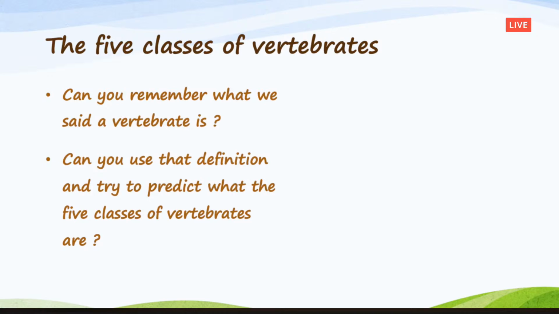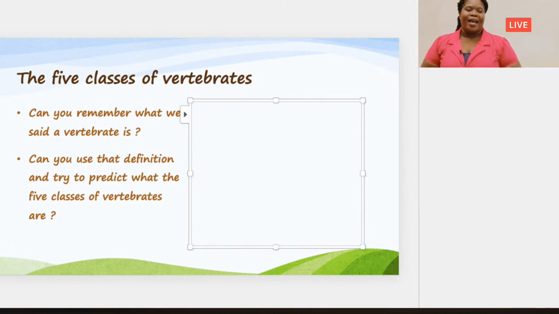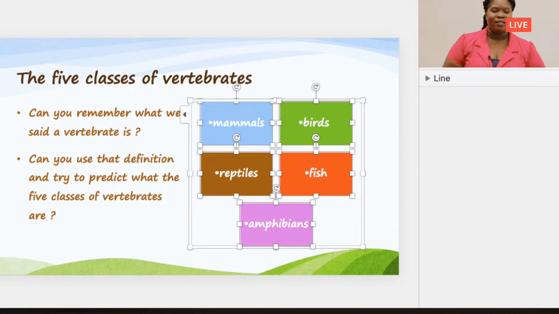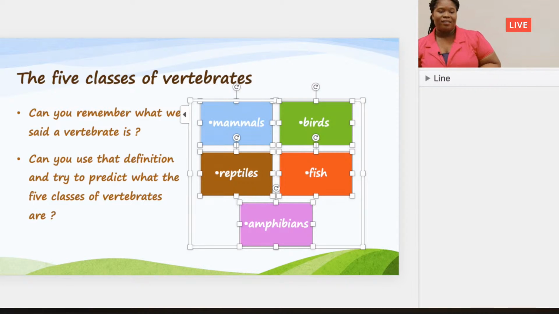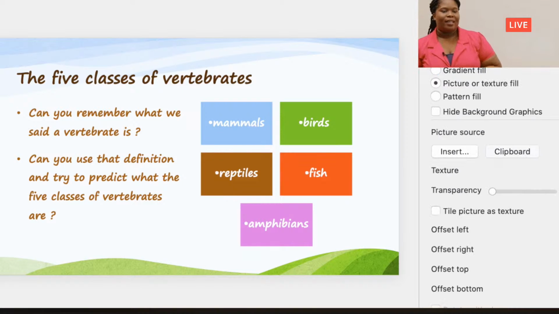Now, can you remember what we just said is a vertebrate? Can you use that definition to try and tell us what the 5 classes of vertebrates are? Okay, let's see if you got them right. We have mammals, we have reptiles, we have birds, fish, and amphibians. Next slide.